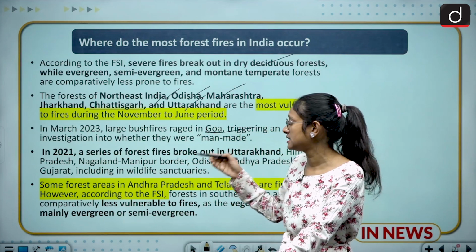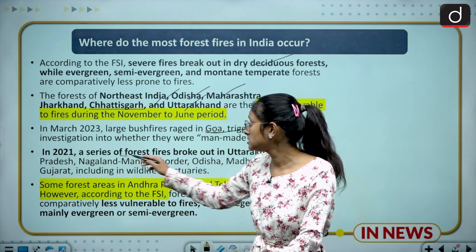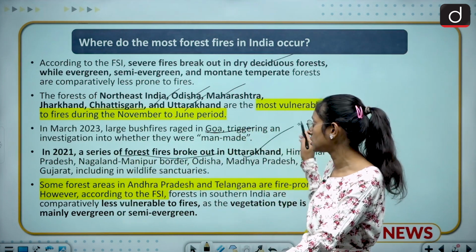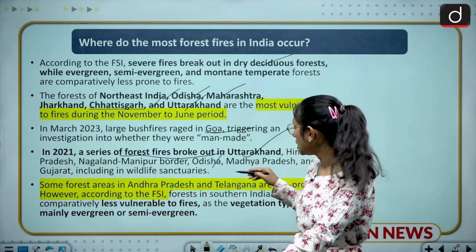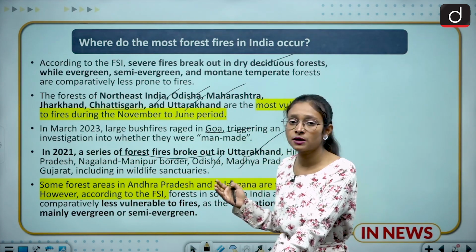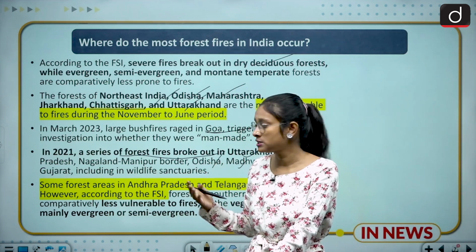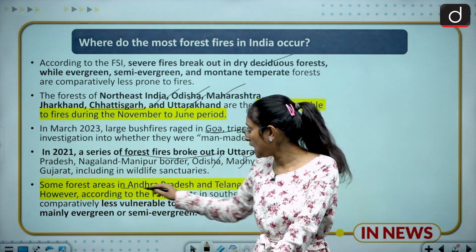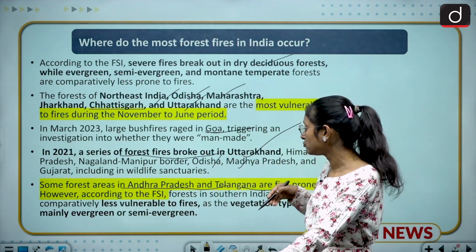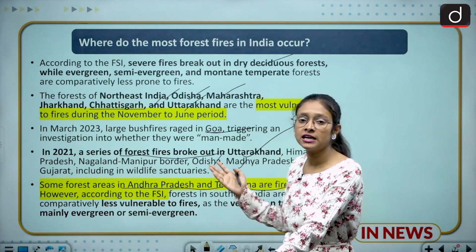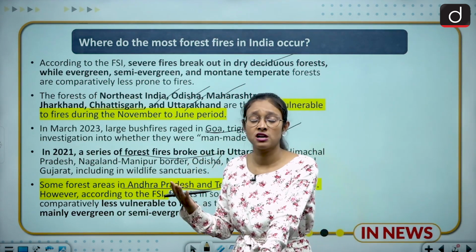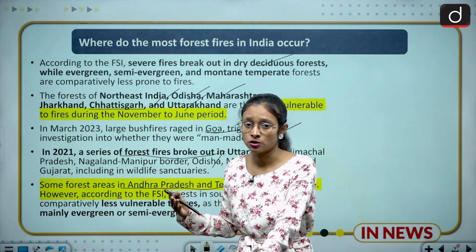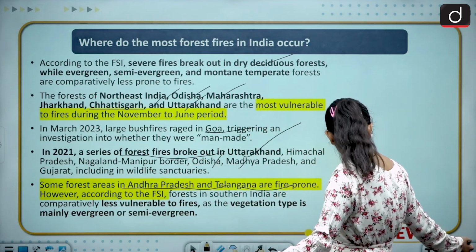also witnessed, and recently in 2021 we have seen that a series of forest fires broke out in Uttarakhand and also in Odisha, Madhya Pradesh. So this has become a very usual phenomenon for all these states, and some forest areas in Andhra Pradesh and Telangana are also fire prone. So these are the areas which are very much vulnerable to forest fires. Moving to the next slide.